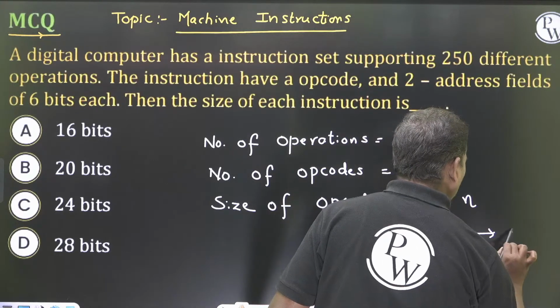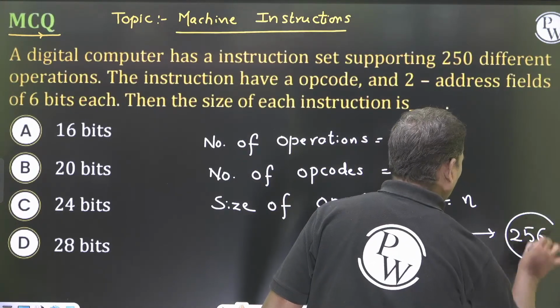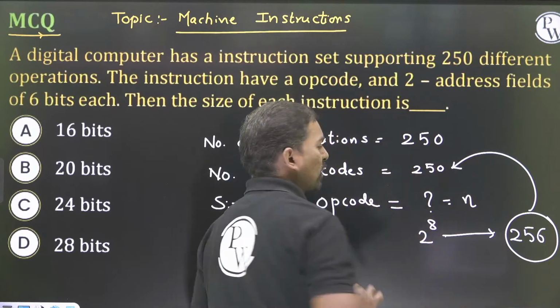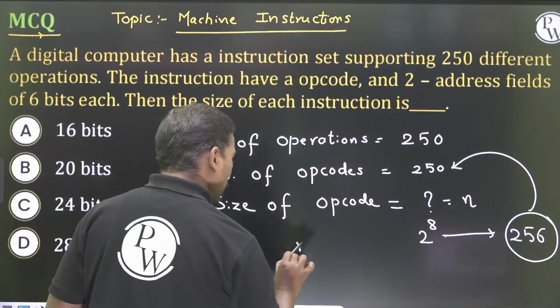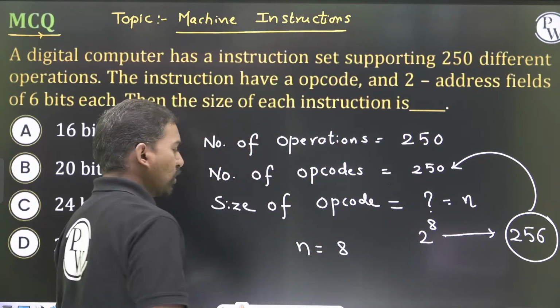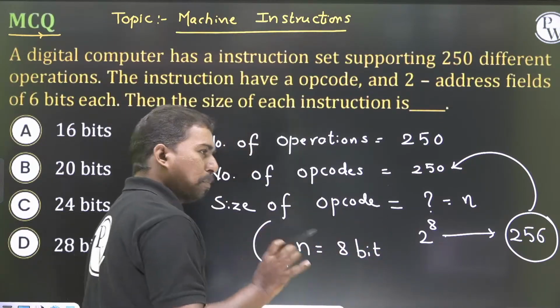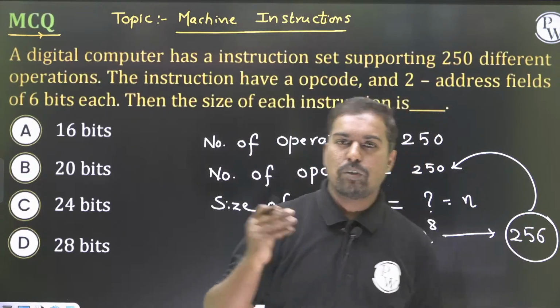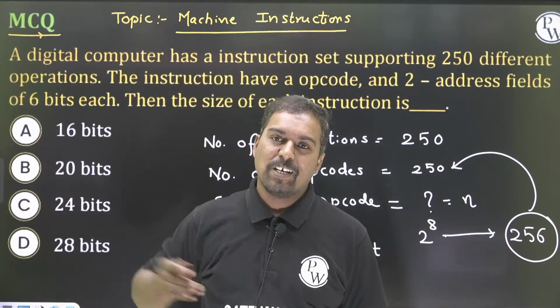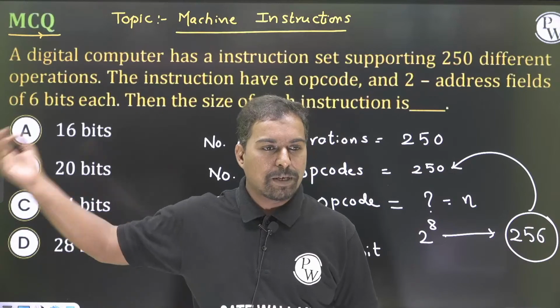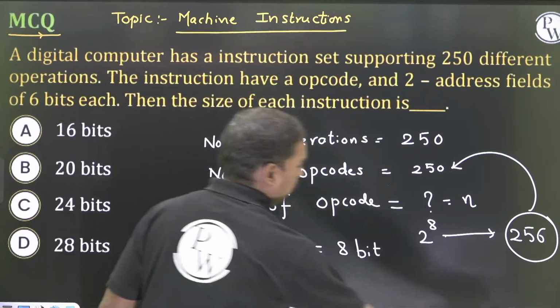So 2 power 8 gives 256, and out of 256, 250 operations are supported. So n will be 8. The size of the opcode is 8 bits. If I have an 8-bit opcode, then 00000000 is one operation, 00000001 is another operation, like that. So n is equal to 8 bits.